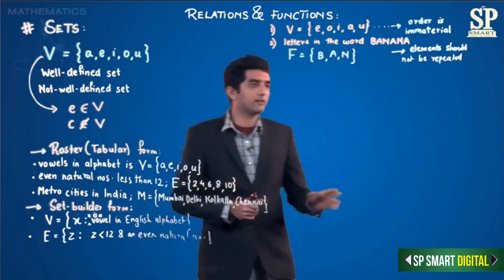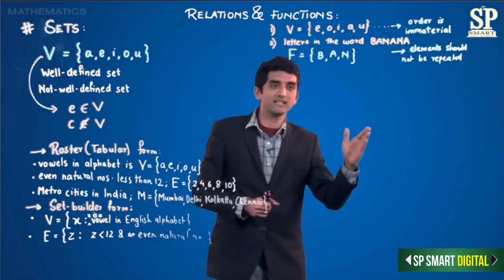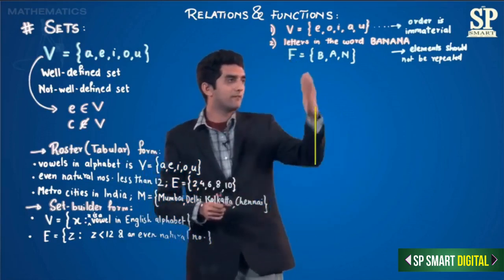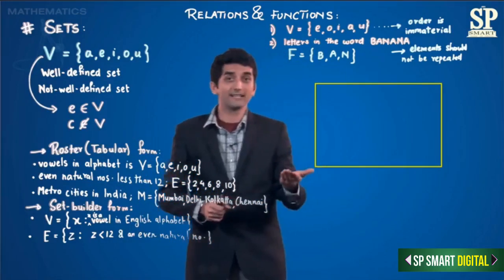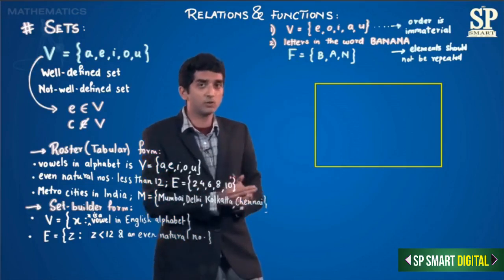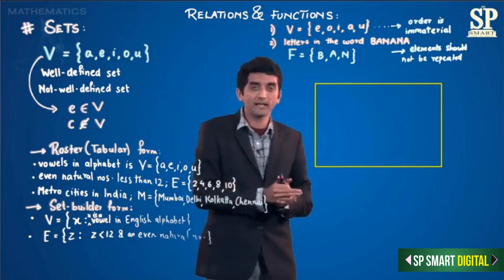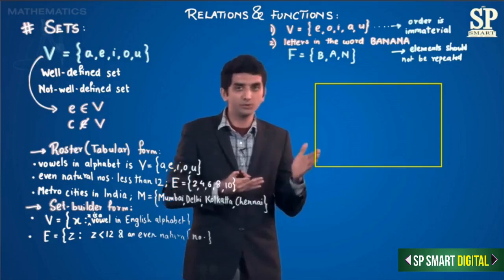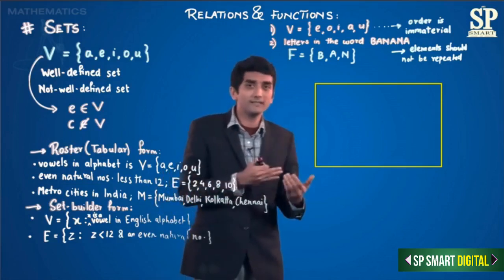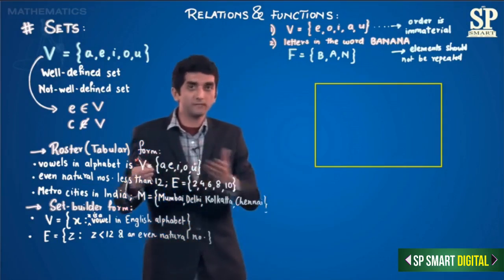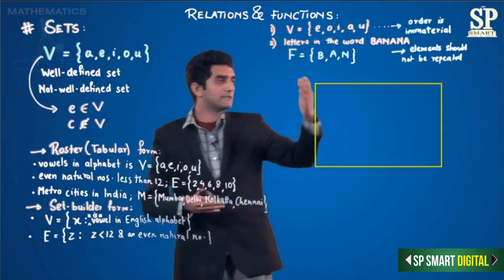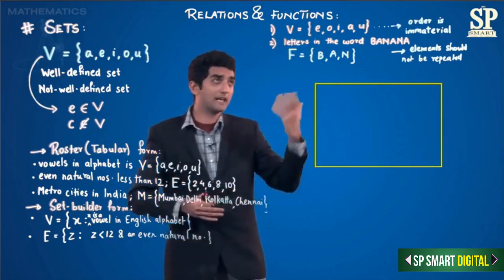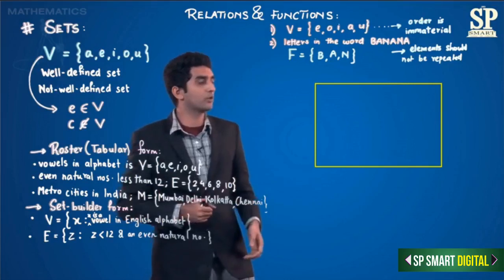Now let's have a diagrammatic understanding of this. Let's say we have this particular rectangle over here. Now this, what we are going to learn, is called Venn diagrams, which are going to be constantly used in this particular section to understand different kinds of concepts that we are going to study further. So this is a rectangle. The Venn diagram of this set V is what we are going to understand.